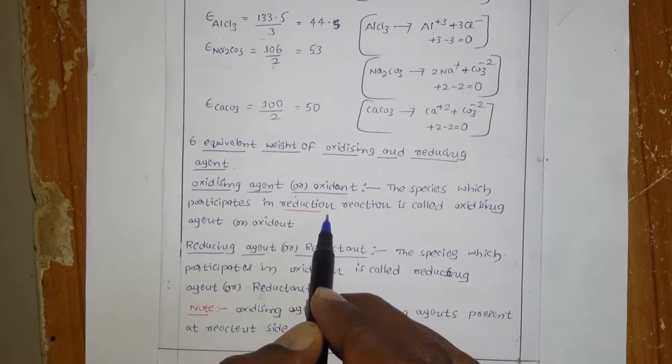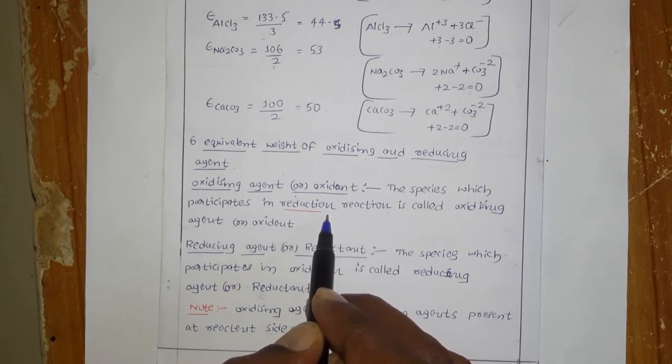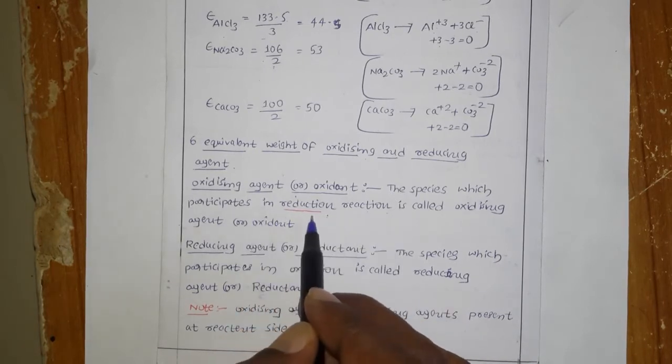Okay, you have to remember, this is the only thing. What is the oxidizing agent? The species which participates in the reduction reaction. Again, what is the reduction?